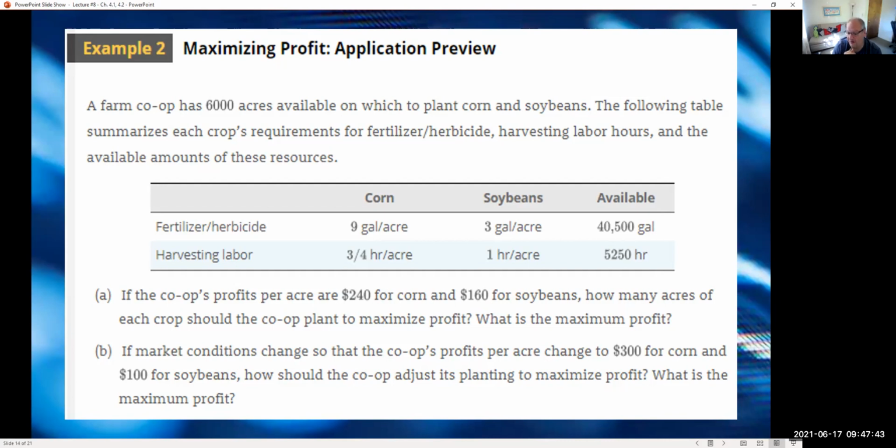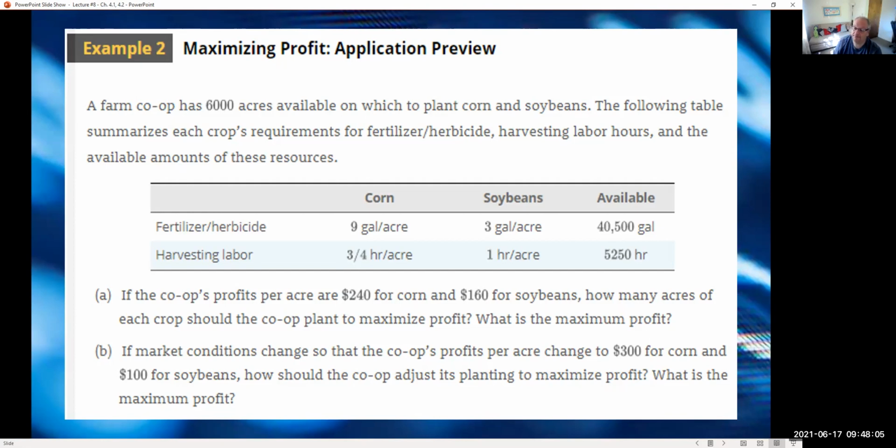Ought to be 5250. Let's look at the question now. It says, if the co-op's profits per acre are $240 for corn and $160 for soybeans, how many acres of each crop should the co-op plant to maximize the profit? And what is the profit? That's a deep question, right? How are we going to answer that?